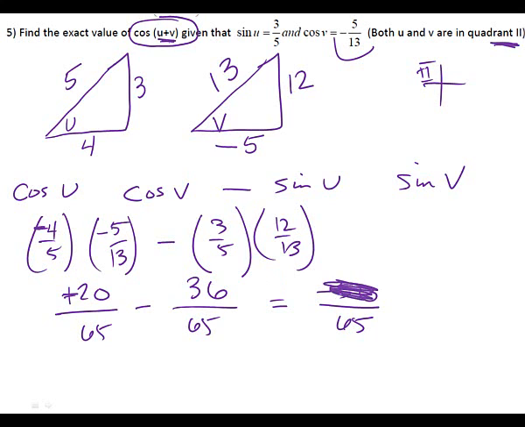What should this number have been? Negative 16 over 65. So you really need to check your quadrants. It would have been good on here to write it as a negative there. That would have caught it for us maybe.